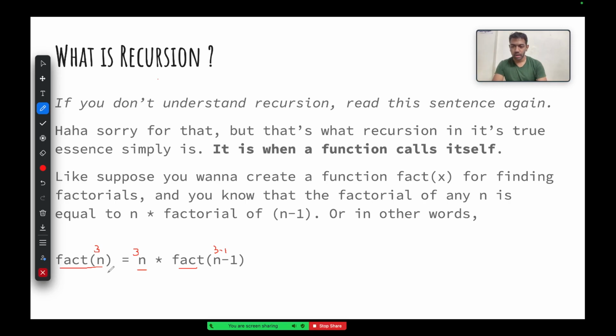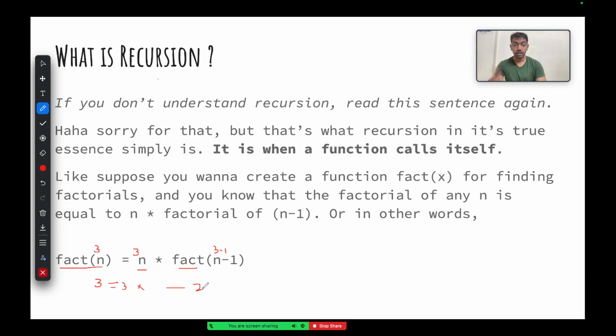Okay, so we have factorial n is n. Here we have used 3 for quick stuff. So factorial of 3 is equal to 3 into factorial of 3 minus 1. 3 minus 1 is 2. So factorial of 3 is equal to 3 into fact of, I'm not writing fact, I'm just writing a dash, 3 minus 1, which is 2.